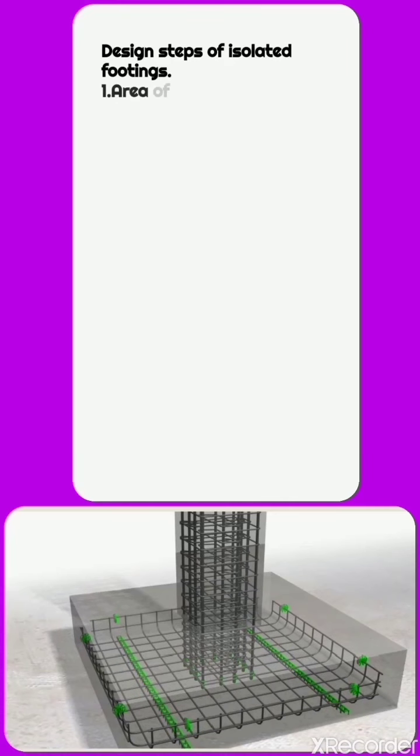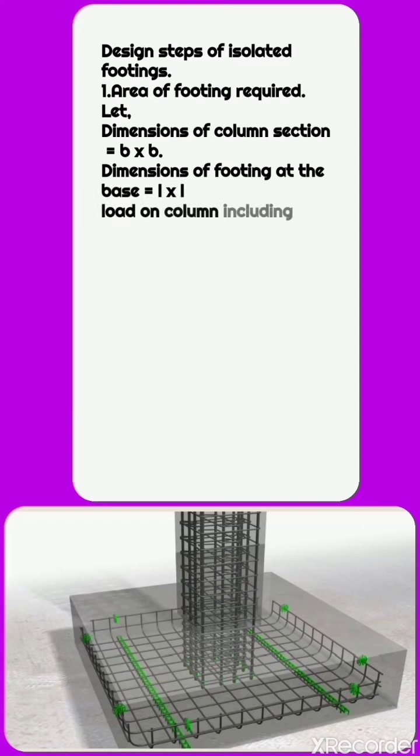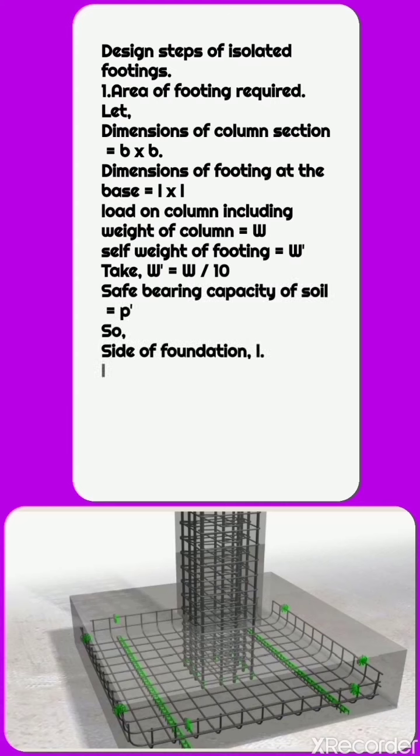Design steps of isolated footings. 1. Area of footing required. Let dimensions of column section equal B by B. Dimensions of footing at the base equal L by L. Load on column including weight of column equals W.